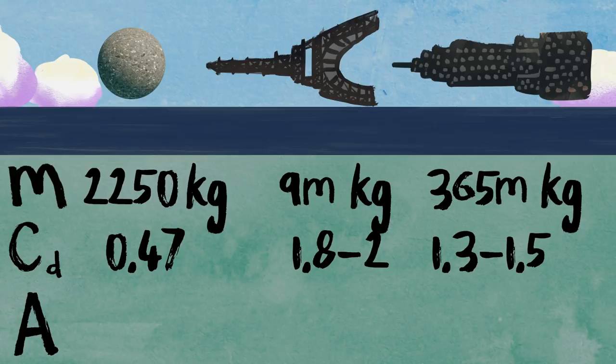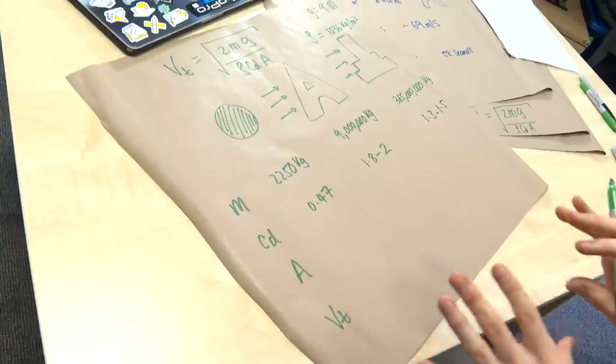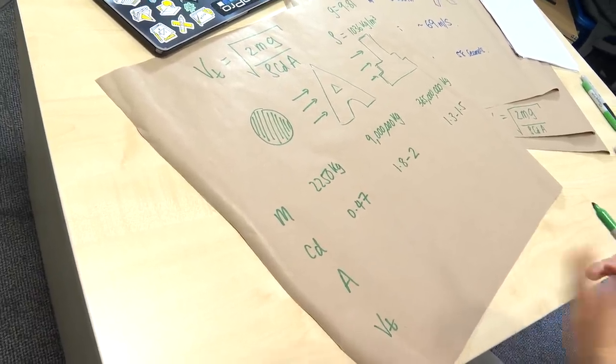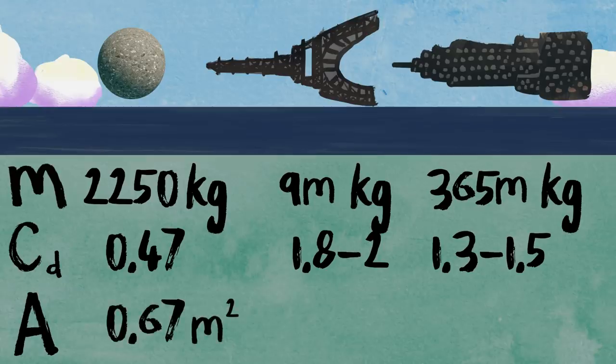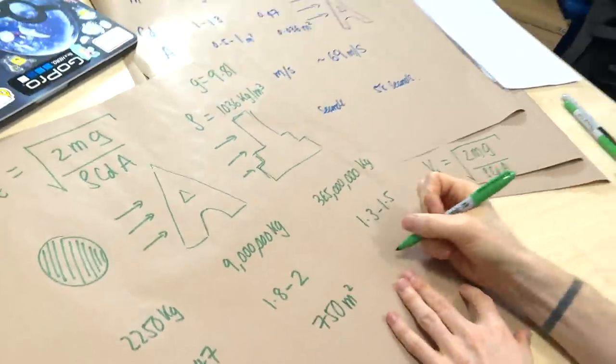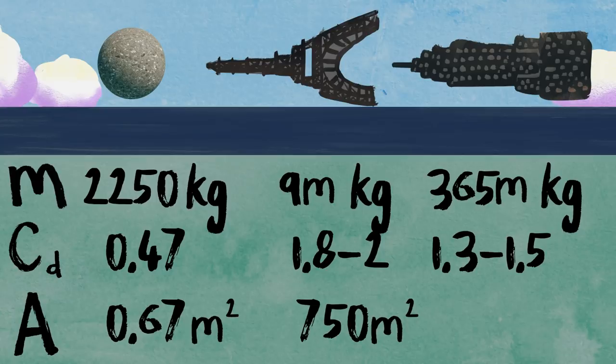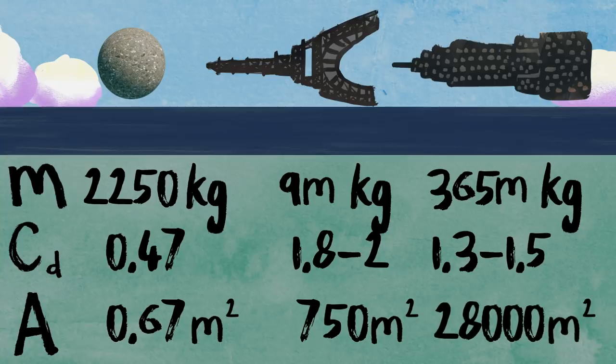Now the area. A wrecking ball is a sphere, so it's going to project into a circle. These are just under half a meter in radius, about a meter across. I've got it as 0.67 meters squared, which is pi times the radius squared. The area of the Eiffel Tower, you can think of it as a triangle, half base times height, but then there's loads of holes. I've got a value here of about 750 meters squared. And then the Empire State Building, much fewer holes. It's just a big old block of glass and concrete. I've got that estimated at about 28,000 meters squared. So there's a really big difference.